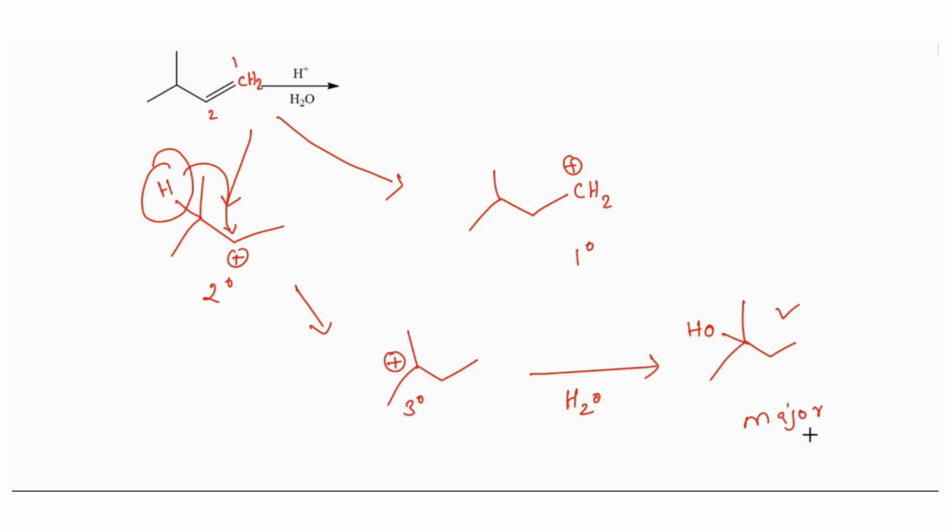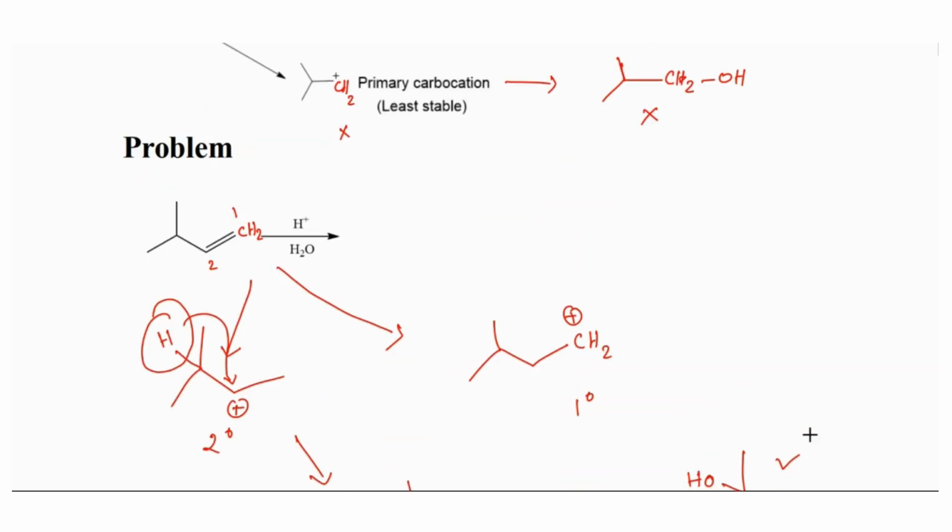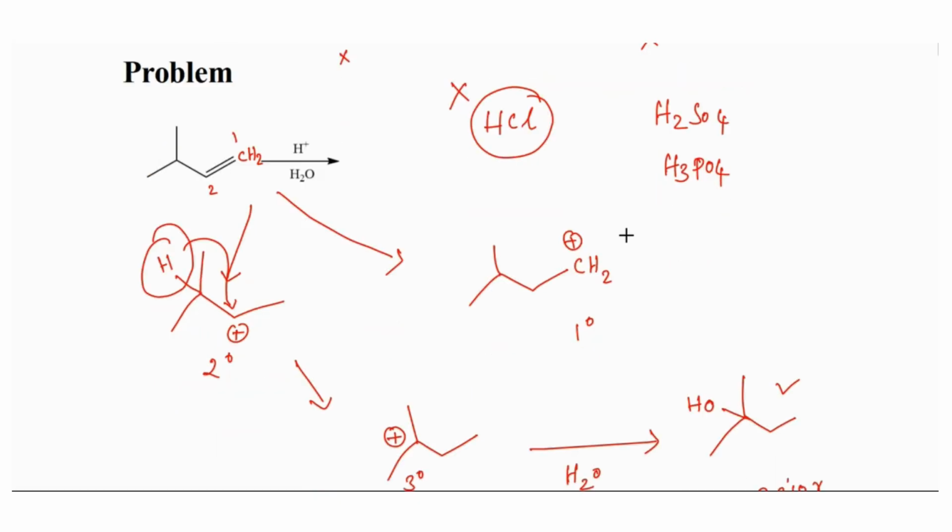Now that's all about the reaction. Now I want to raise one question here. This acid, why should we not use HCl in this? Mostly in the hydration of alkene, we don't use HCl. We preferably use either sulfuric acid or phosphoric acid. Why? That you can think about and find out. So you just find it out. I hope you understand this reaction.